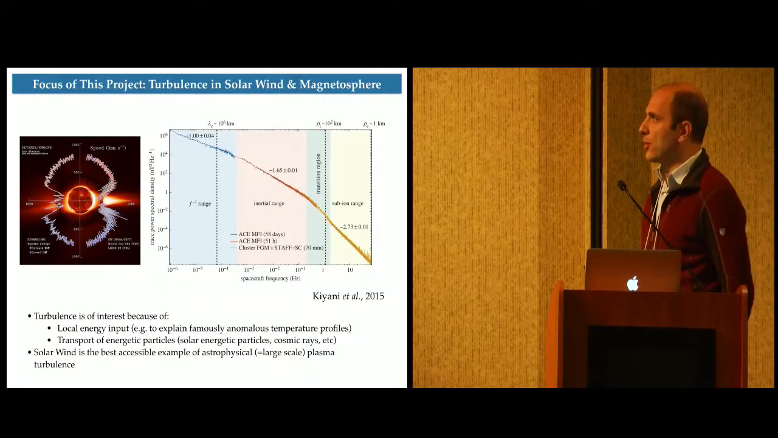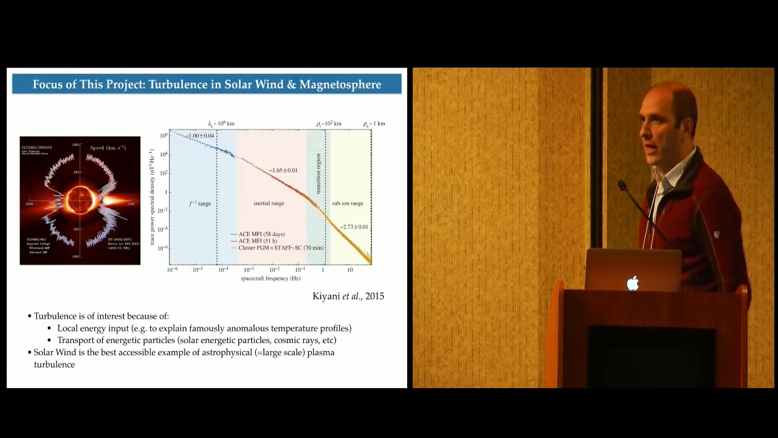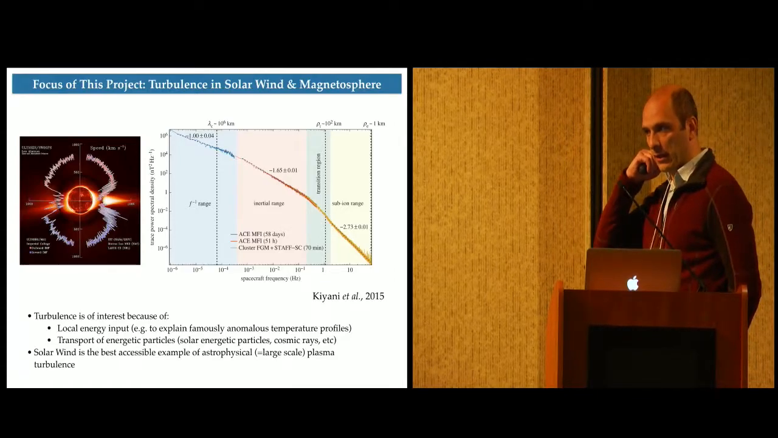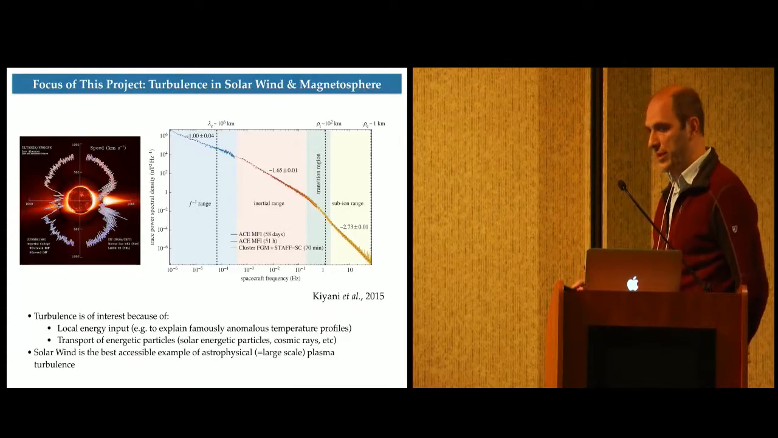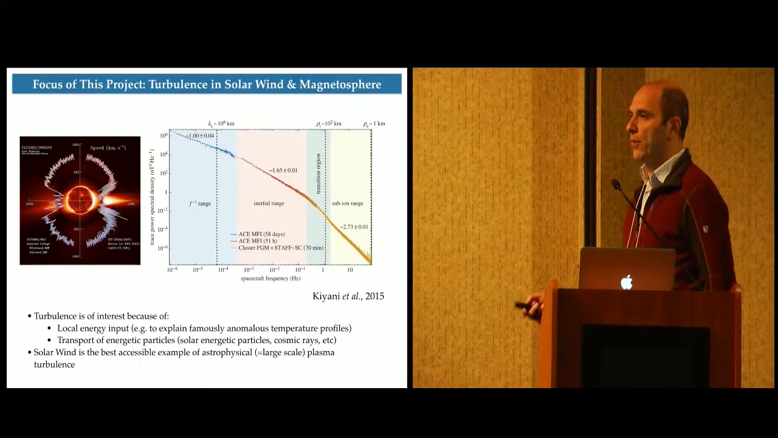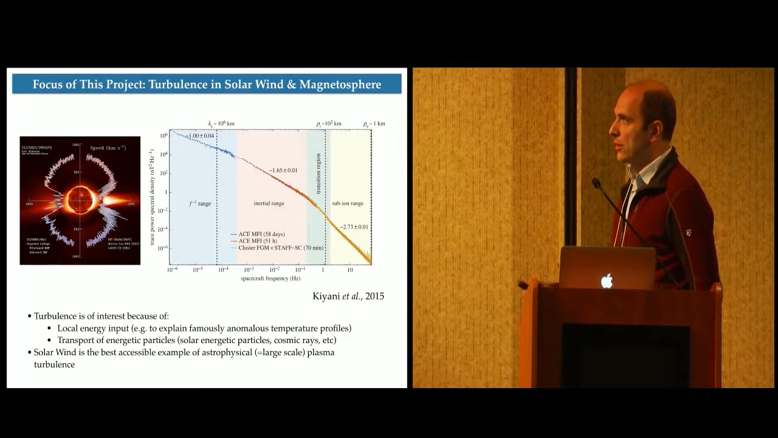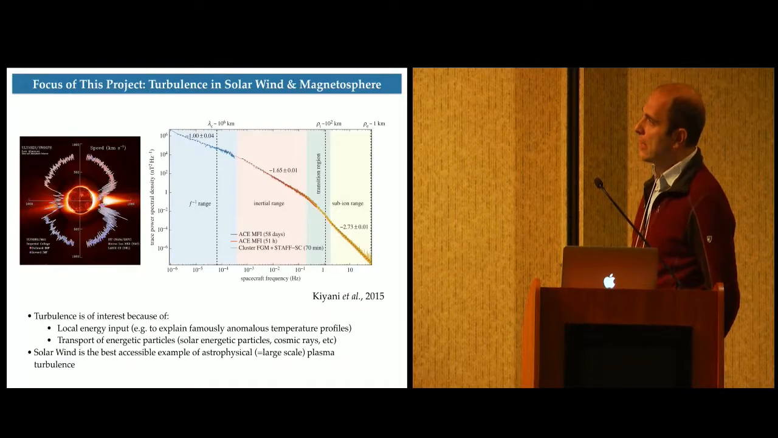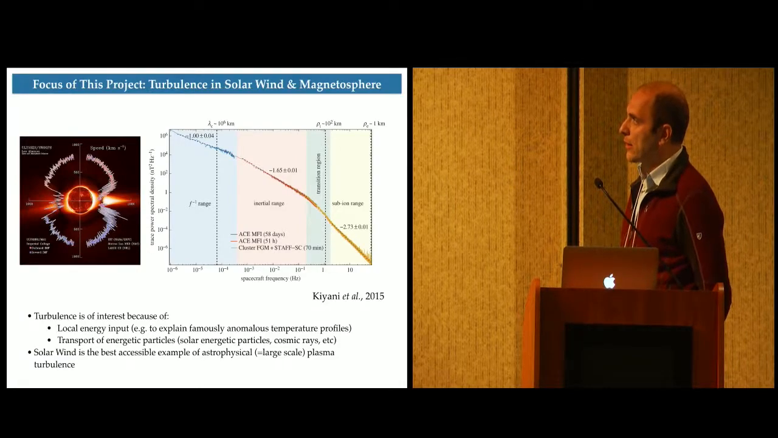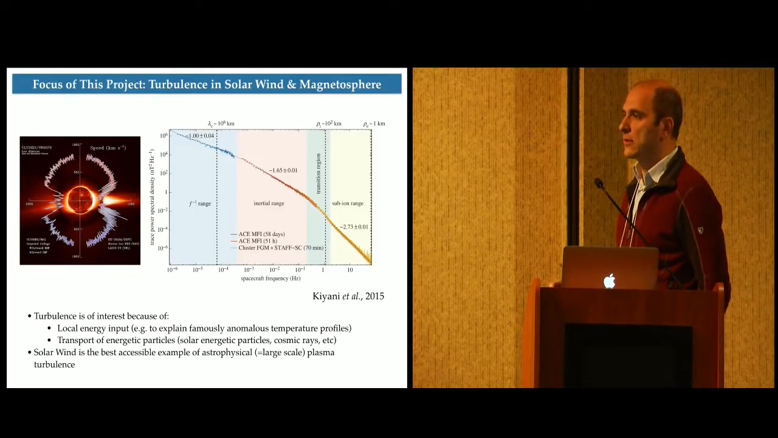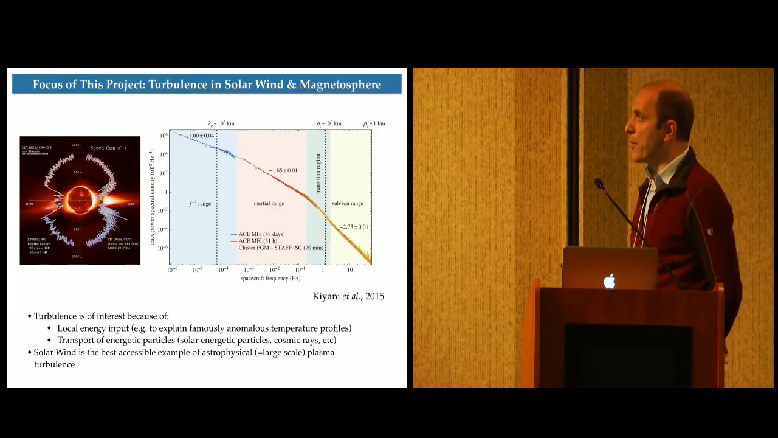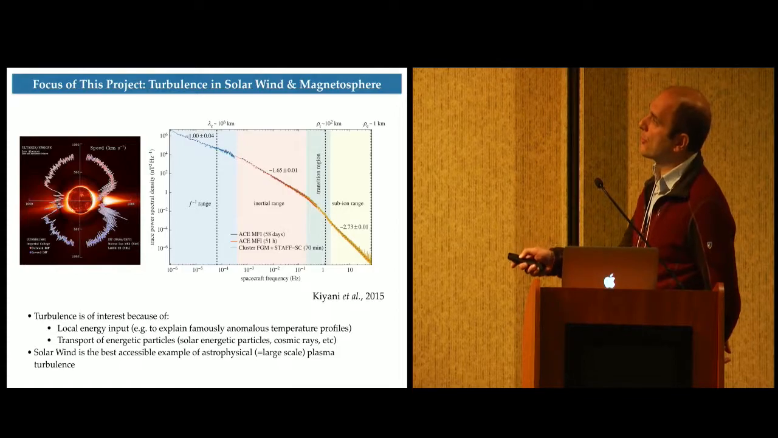The focus of our particular project is on solar wind-like turbulence, and the motivation for this is twofold. First of all, we expect that there is a certain degree of universality about the turbulence. So if you learn something about plasma turbulence in one system, you can have a lot to say about turbulence in other systems as well. And the solar wind is a really nice example of plasma turbulence. It's accessible. We have spacecraft that perform in situ measurements in the solar wind. An example is shown here.